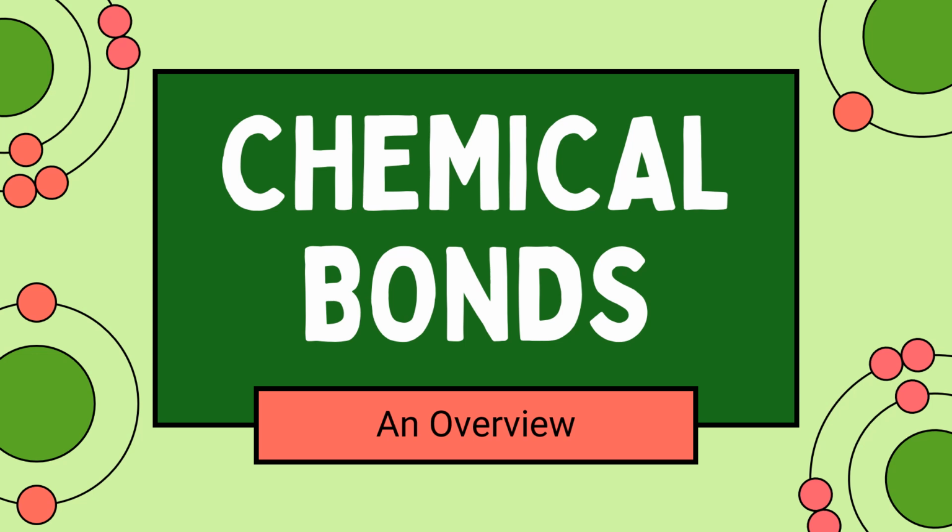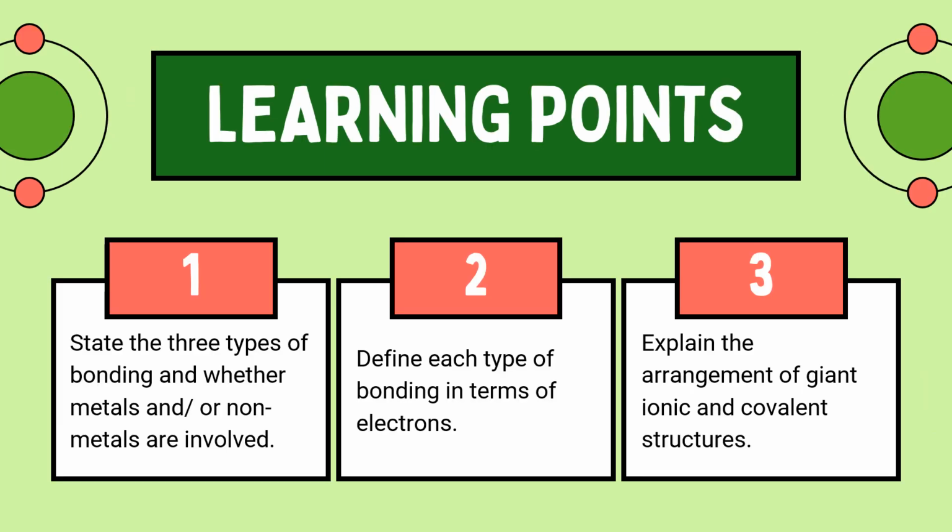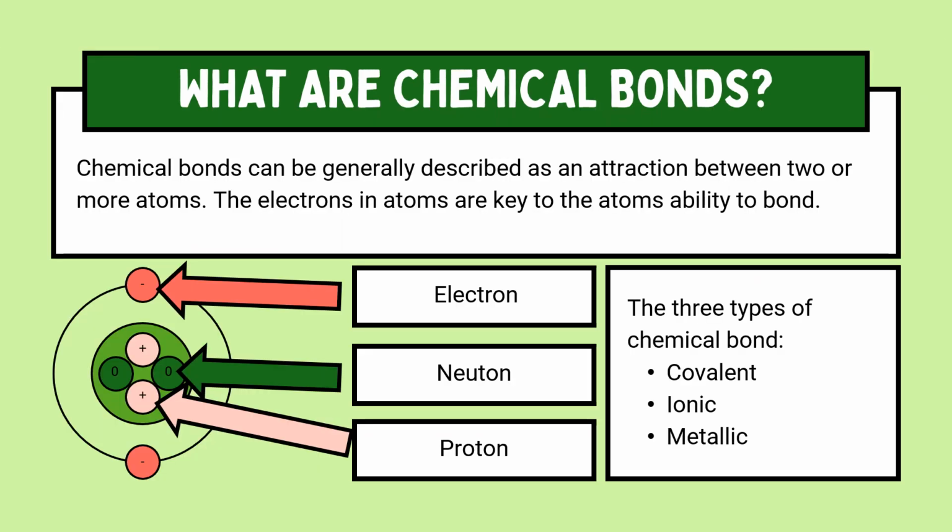Today's topic is chemical bonds. In this topic, we will see the points. There are three types of bonding, okay? Metal and non-metal, and definition of terms like bonding and type of bonding, and explanation of arrangement of giant ionic and covalent structures, okay? So let's begin the topic.